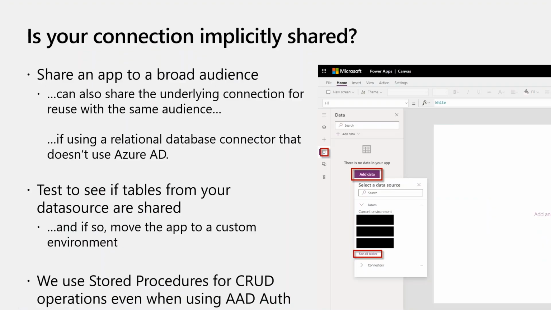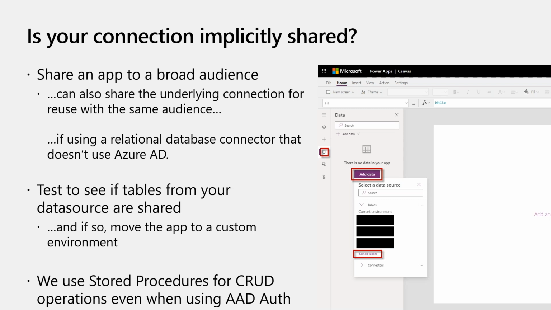So let's talk about implicitly shared connections. When you're sharing an app to a broad audience, you can inadvertently share the underlying connection with the same audience. They can create new apps or flows using that connection without your awareness, but this happens only in very specific cases. The audience has to have maker permissions in the environment in which you built the app or flow. If they can't create or update apps and flows in that environment, you're okay.